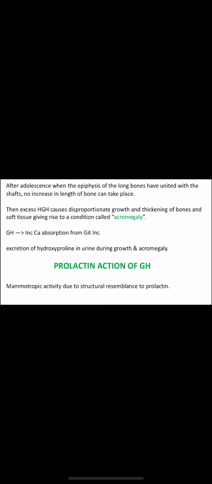If after adolescence there is growth hormone release when the epiphyses of the long bones have already united, then excess growth hormone causes disproportionate growth and thickening of bones and soft tissues, giving rise to a condition called acromegaly. We'll see the picture. It also increases calcium absorption from the GIT. There is increased excretion of hydroxyproline in urine during growth and acromegaly. I already told you that it has this prolactin action, so growth hormone will have this mammotropic activity due to the resemblance of structure.